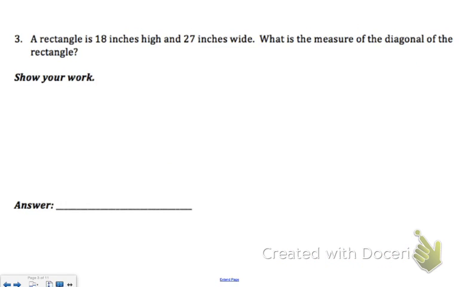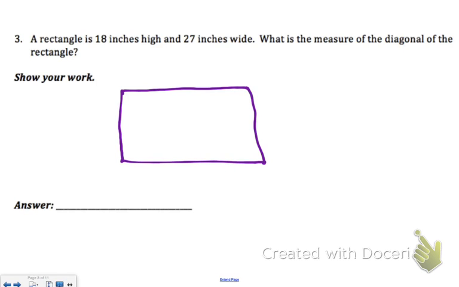And finally, let's take a look at example number 3. In number 3, we have a rectangle that's 18 inches high and 27 inches wide. What is the measure of the diagonal of the rectangle? Let's draw out the shape that we have here, which is a rectangle, 18 inches high, 27 inches wide. And we are looking for the measure of the diagonal.